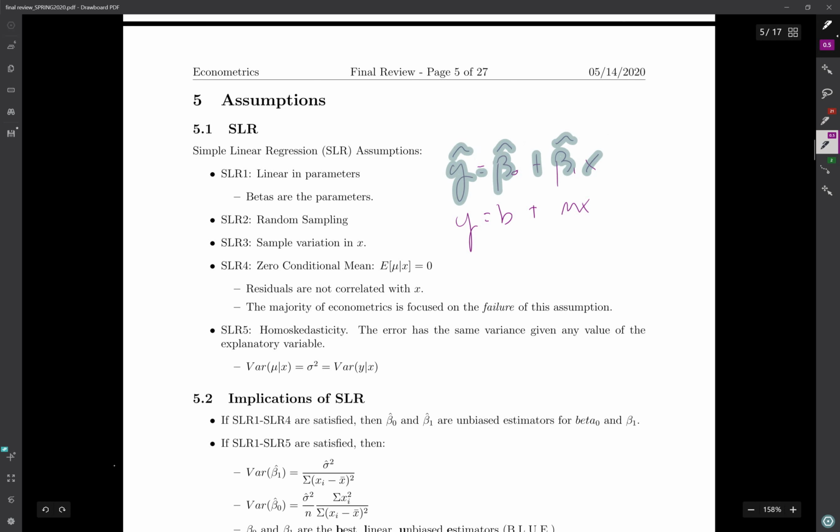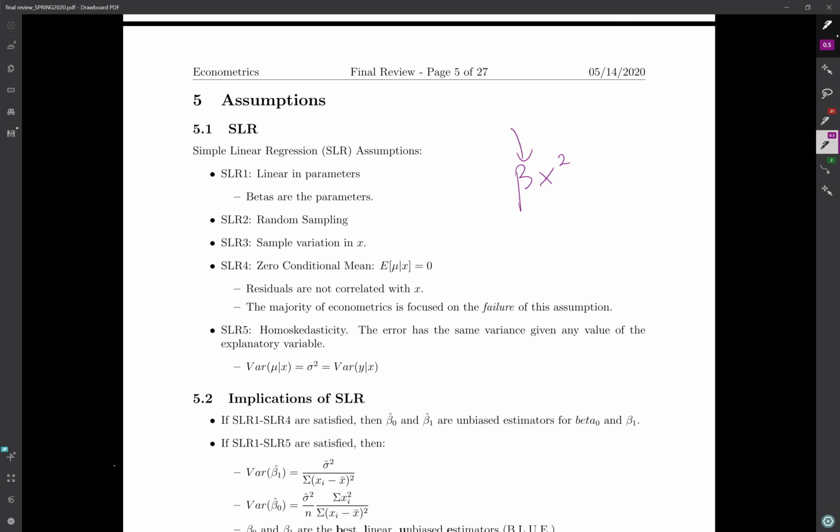So that's fine. And we talk later in the semester about some nonlinearities and such like that. But even in those cases, our parameters are linear. Okay, so our beta is linear. But when we talk about nonlinearities, we might have a beta for x squared, for example. Okay, well that's fine. Beta itself is linear. Okay, we didn't say anything about the variables. We just said the parameters are linear.